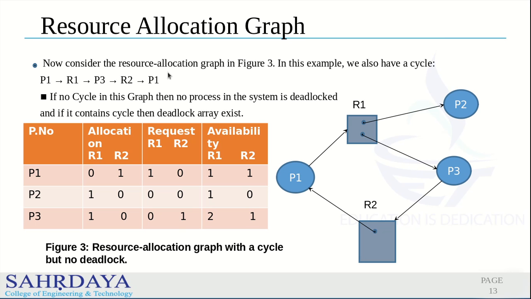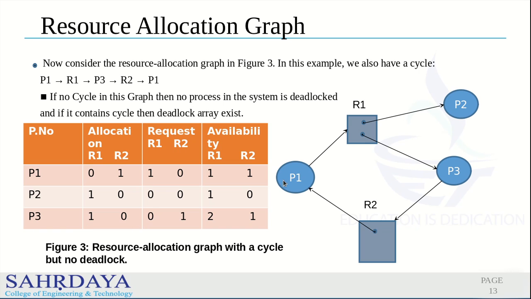Now consider the resource allocation graph figure 3. In this example we also have a cycle: P1 to R1, R1 to P3, P3 to R2, R2 to P1. Here we'll write the processes P1, P2, P3. P1 is holding only R2, not R1, so 0 1. P2 is holding only R1, not R2, so here 1 0. P3 is holding only R1, not R2, so here 1 0.